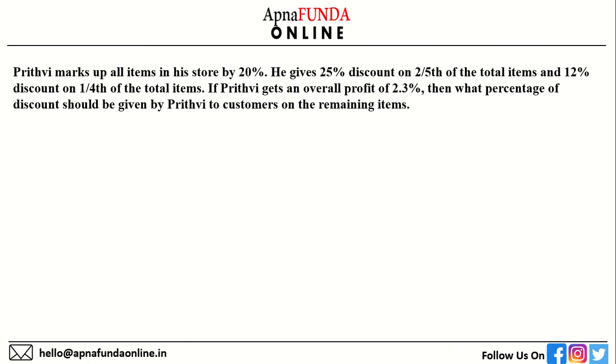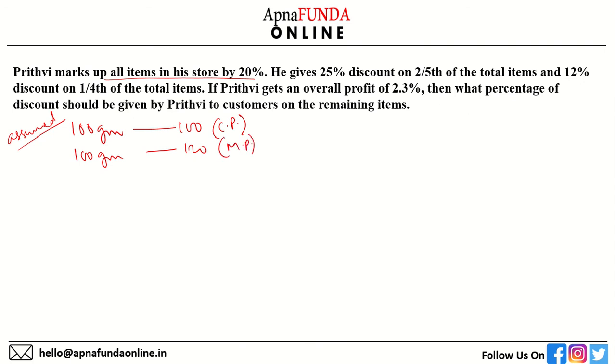For this particular question, what I assume is that there is 100 grams of any item that he's selling and the cost price of that is 100. This is what I have assumed. This is the cost price. Now, the first line says that he marks up all the items in his store by 20%. So it means 100 gram is equal to 120. This is the mark price.